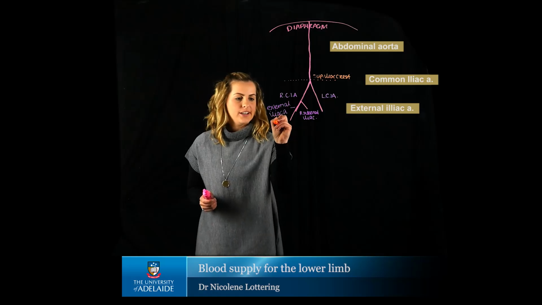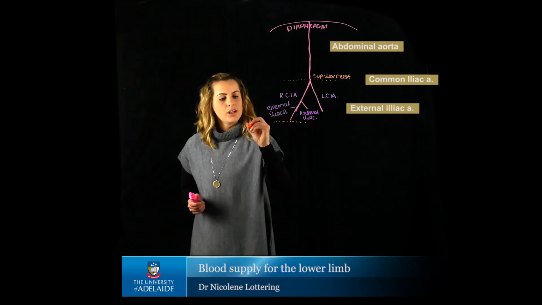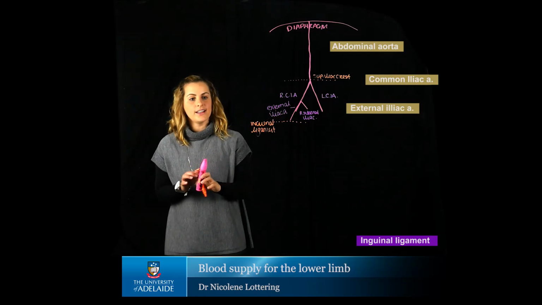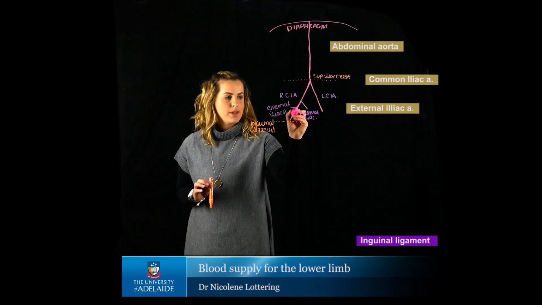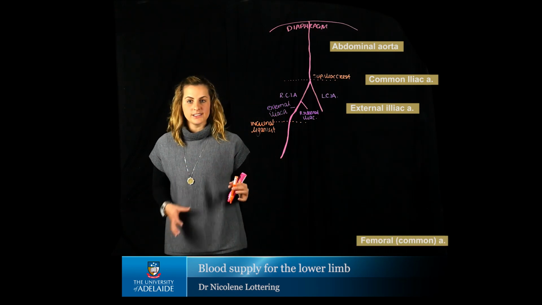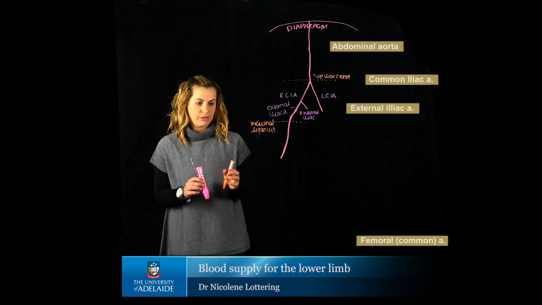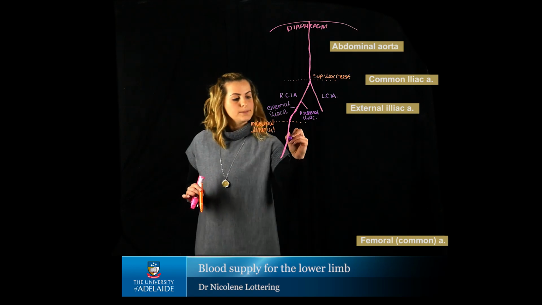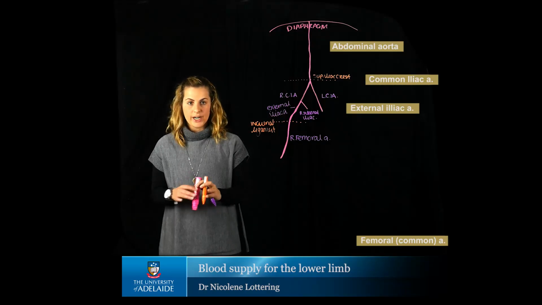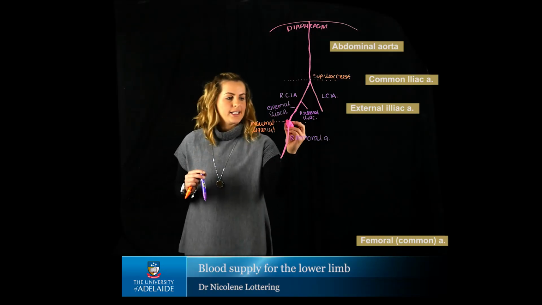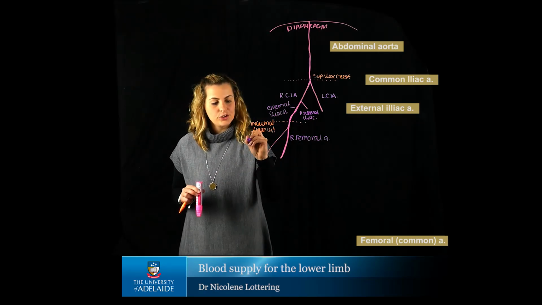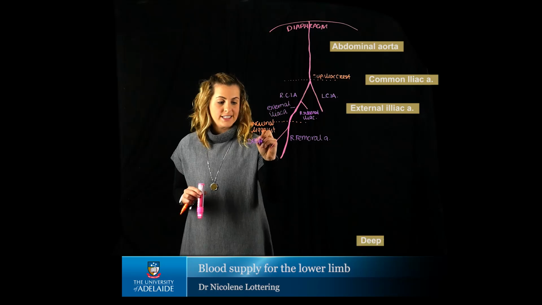As soon as we reach the level of the inguinal ligament, so we'll write in our landmark, the external iliac artery is then going to continue as the femoral artery. It's the femoral artery as we're passing through the femoral or the anterior thigh region. Let's just write this in. The femoral artery has a major collateral branch, which is going to be running laterally and supplying the posterior aspect of the thigh. This is going to be our deep femoral or the profunda femoris artery.